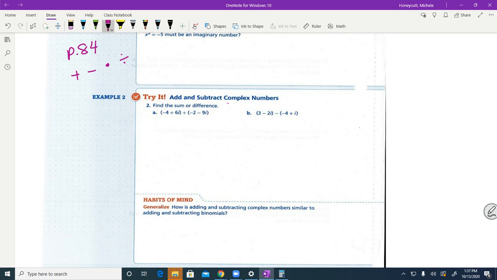Now there is something called a complex number. And a complex number is when you mix a real number with an imaginary number. And they're written in the form A plus BI, where the A is the real part and the BI is the imaginary part.